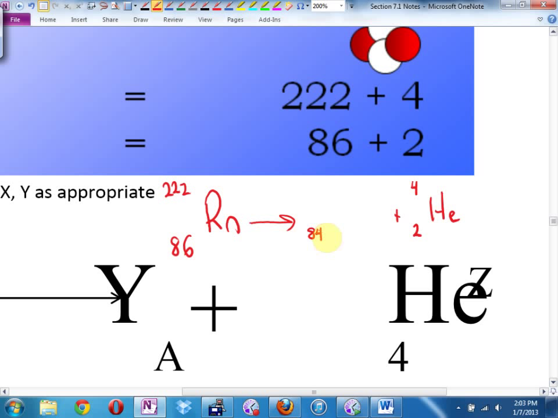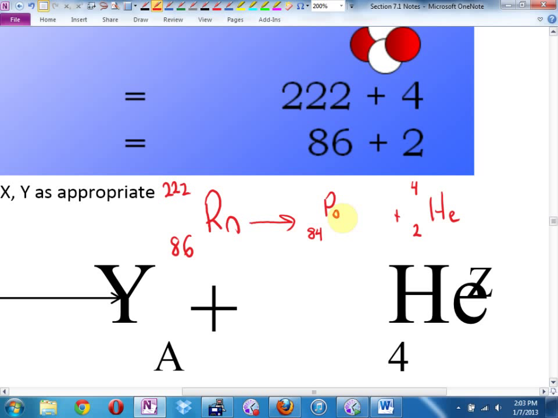What element is that? Can you look it up? Because it's also its atomic number. This is why I need the pink sheet. What is atomic number 84? Symbol? Capital P, lowercase o. It decays into polonium. By the way, if you haven't got the pink sheet out and you're trying to do this from memory, you're silly.